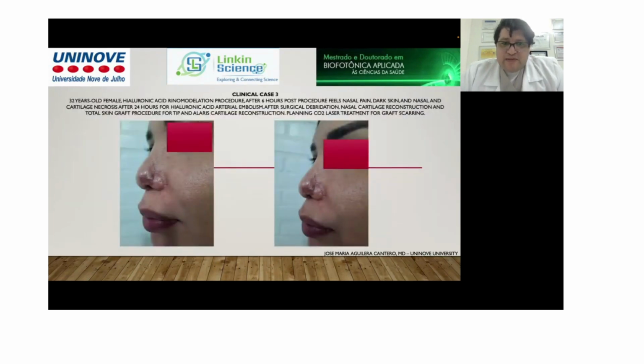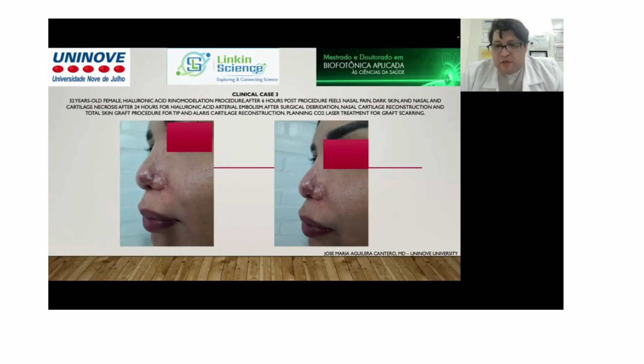This is another case, in the face, where after an injection of hyaluronic acid for a rhinomodulation procedure done by a plastic surgeon, after 6 hours the patient started to feel nasal pain, great nasal pain. After that, the nasal skin started to turn dark, and in 36 hours she had a complete nasal tip ischemia.